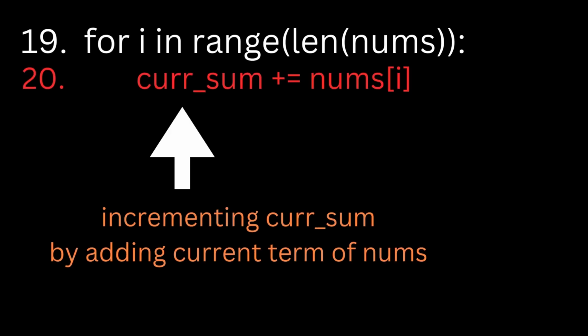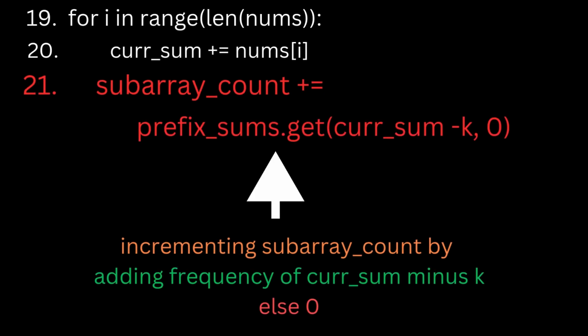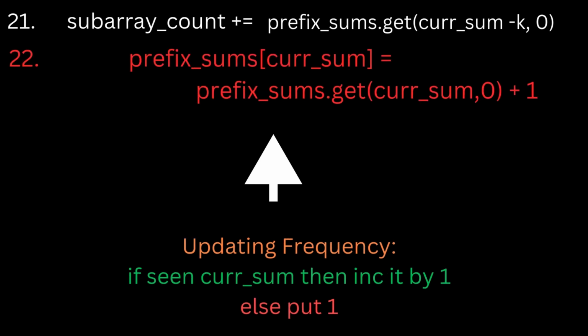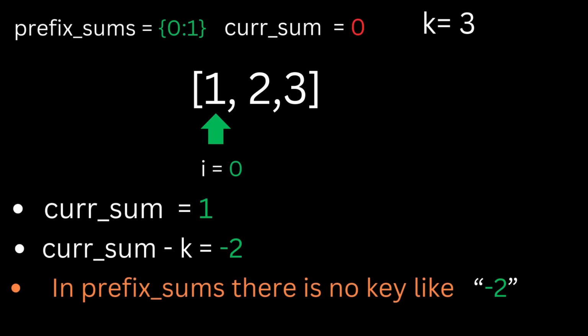We will start by iterating using a for loop. In each iteration, we'll add the current term to the cur sum. Then we'll check if we have seen cur sum minus k in prefix sums. If yes, then we'll increment the subarray count by the frequency of cur sum minus k, else add 0 to the subarray count. Lastly, we will update the frequency of cur sum. If not seen, then we'll add 1, otherwise increment it by 1.